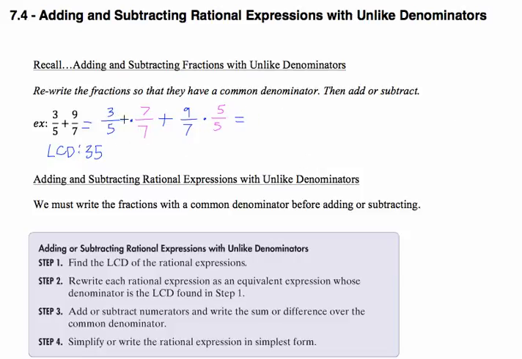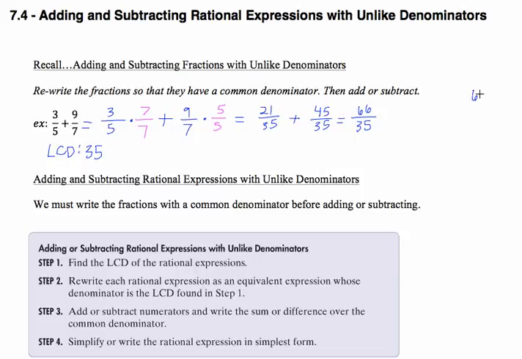And then multiplying the fractions, we get 21 over 35 plus 45 over 35. And then we can add those. Let's see, so we would have 66 over 35. And then after you add or subtract, you want to see if anything simplifies further.